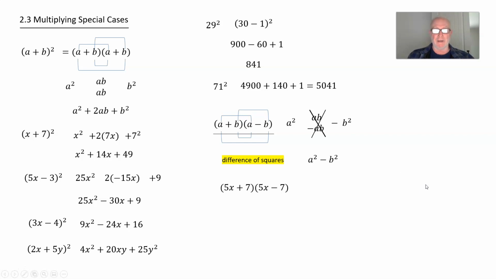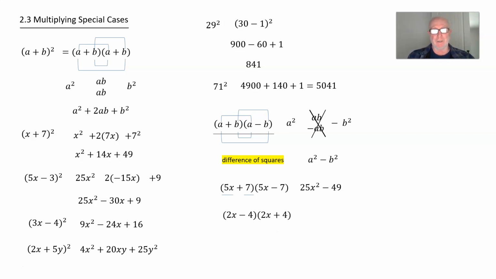So for instance, 5x plus 7 times 5x minus 7. We're going to square the first term, 5x. 5x squared is 25x squared. We're going to square the second term, 7. 7 squared is 49. And then we're going to put a minus sign in the middle. And there's our answer. Easy.